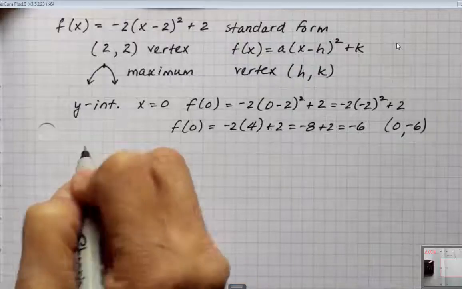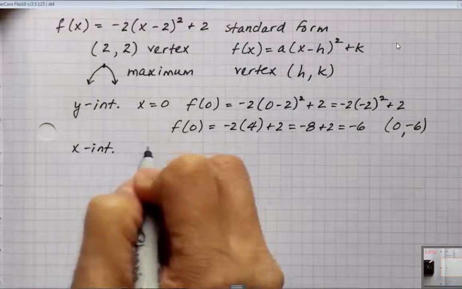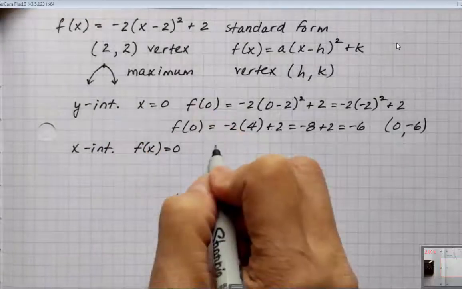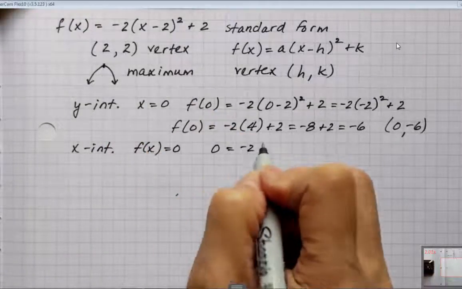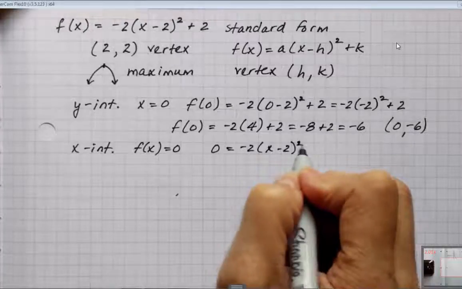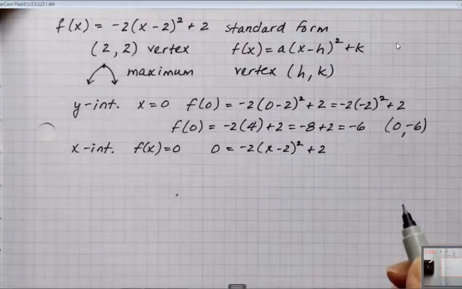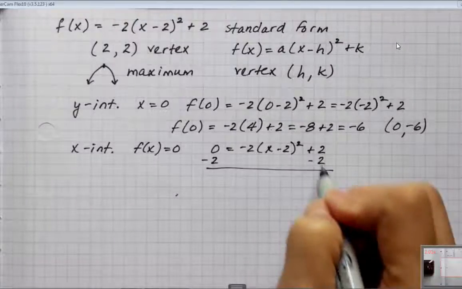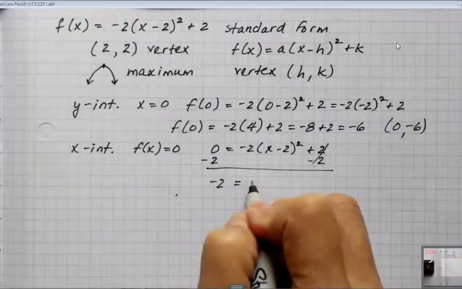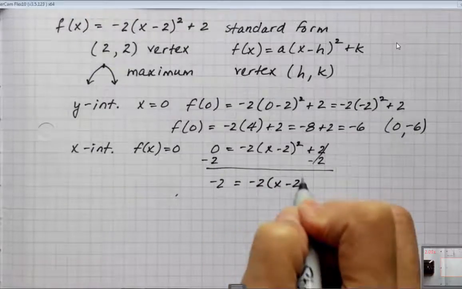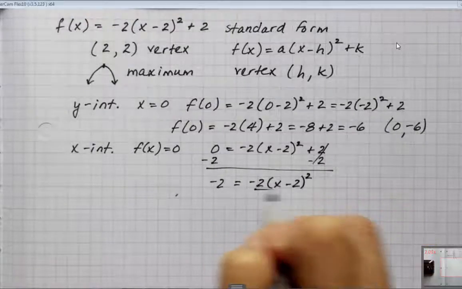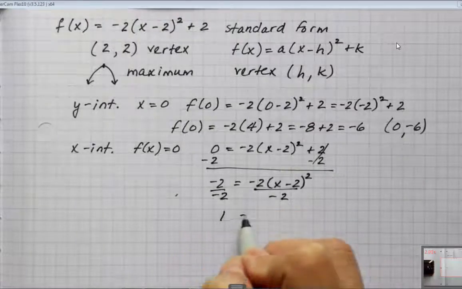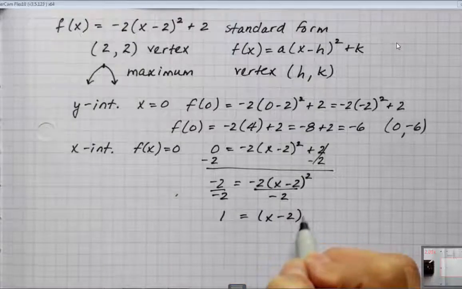To find my x-intercepts, I'm going to set f of x equal to 0. So here's my equation. I'm going to have 0 equals negative 2 times x minus 2, quantity squared, plus 2. Now to solve for this one, I'm going to subtract 2 from both sides, and you end up with negative 2 equals negative 2 times x minus 2, quantity squared. Then I'm going to divide both sides by negative 2, and I end up with 1 equals x minus 2, quantity squared.